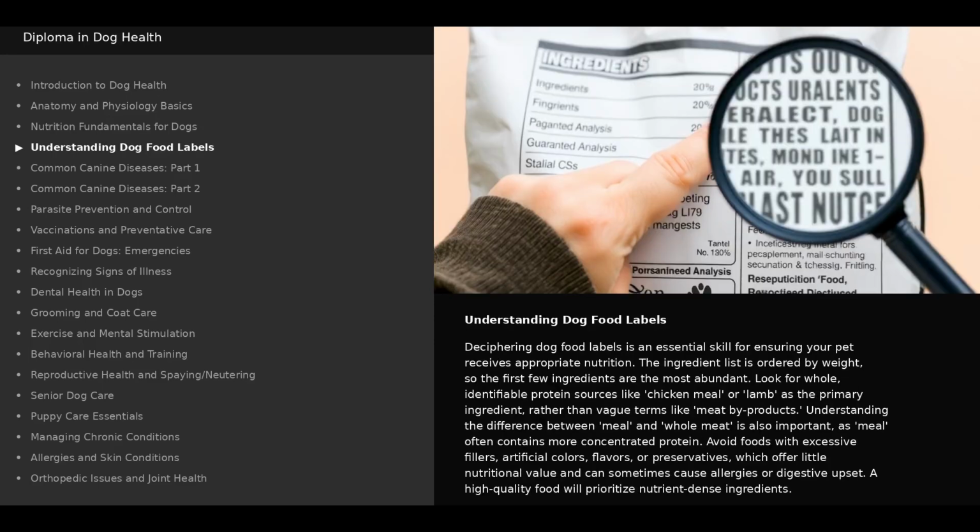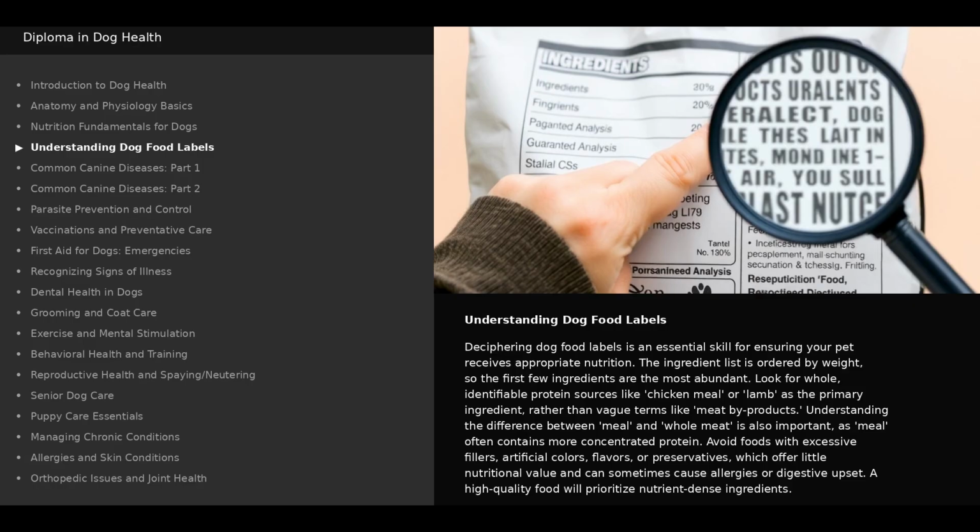Understanding dog food labels. Deciphering dog food labels is an essential skill for ensuring your pet receives appropriate nutrition. The ingredient list is ordered by weight, so the first few ingredients are the most abundant. Look for whole, identifiable protein sources like chicken meal or lamb as the primary ingredient, rather than vague terms like meat byproducts.